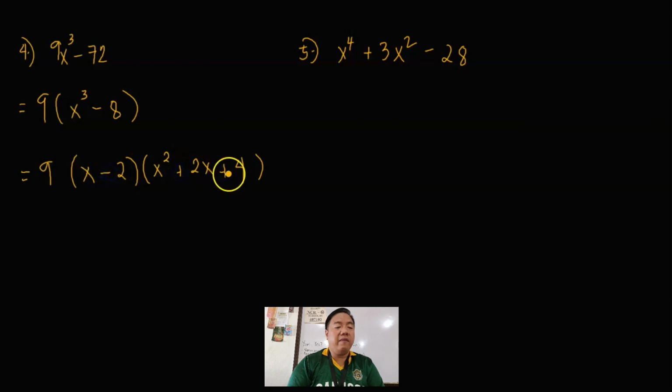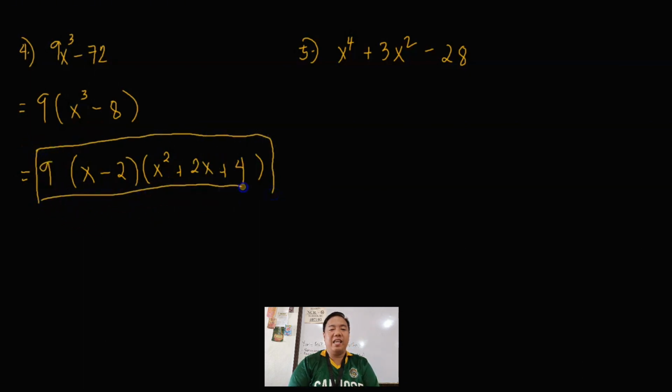Meron pa po bang pwedeng i-factor out given this one? Si x squared plus 2x plus 4, tingin nyo meron pa po kaya yan? Kasi kapag inadd nyo yung 2 and 2, that's 4. Pag inadd nyo yung 4 and 1, that's 5. Hindi siya aabot ng 2x. So, this will be our final answer.